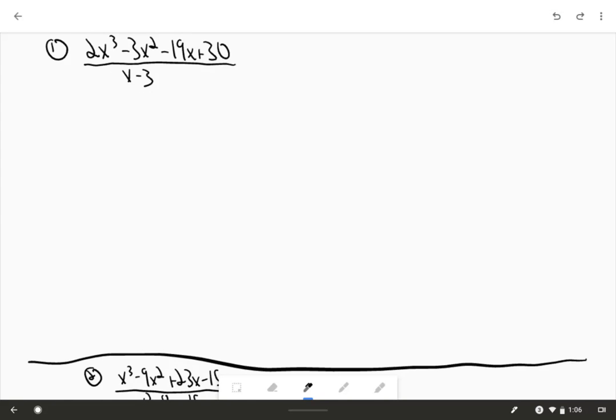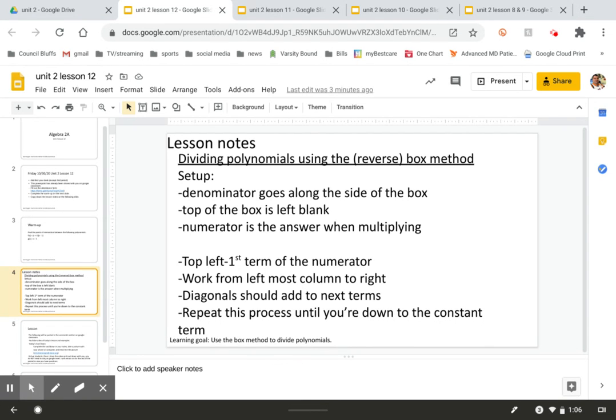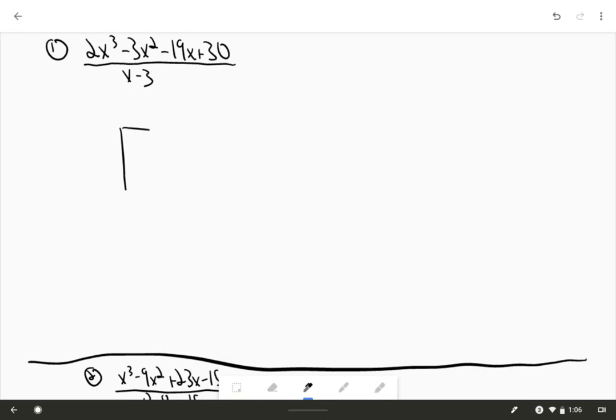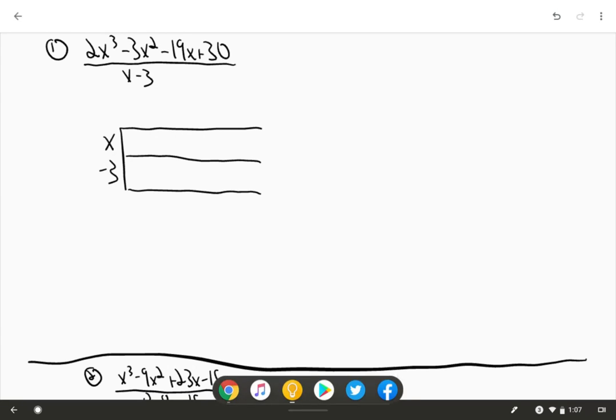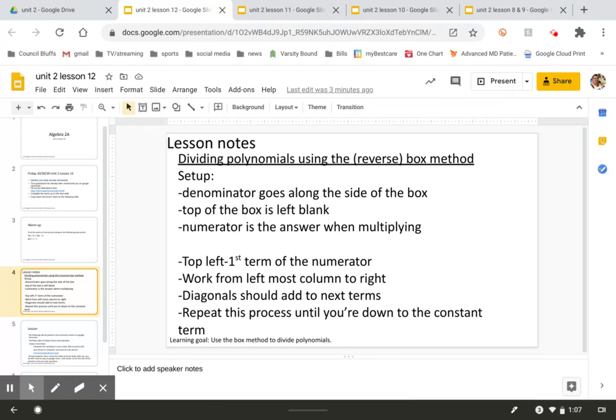So in order to do that, we're going to set up the box method. So the setup, the denominator goes along the side of the box. Now we don't know how long the box is going to be yet, so I'm just going to leave it like this. So I know that I'm going to put the denominator along the side, x minus 3. That's what that means. The top of the box is left blank.